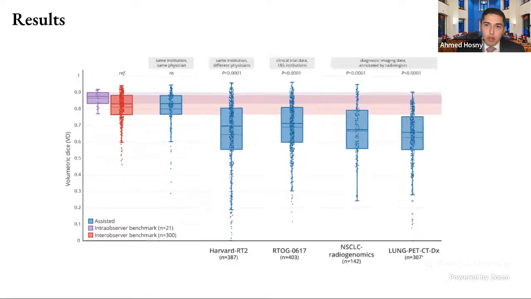We then test our model on four other datasets that differ from our training data, meaning that they come from different hospitals in different countries and have been segmented by other doctors. And we see here a performance drop on these datasets. And that might tell us that some factors, such as doctor segmentation styles, can affect model performance and how it can generalize to new unseen data.